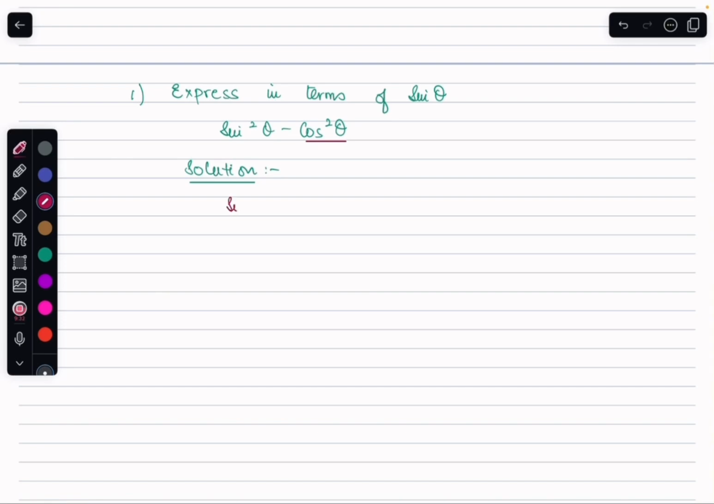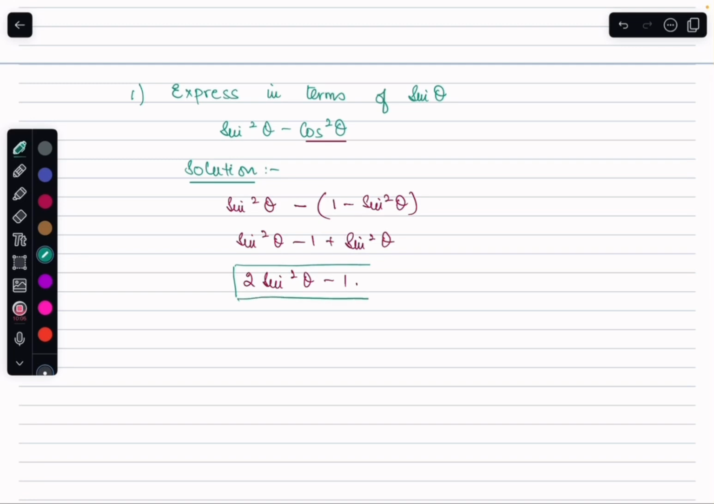That means here I can very easily say that this is sine square theta minus cos square theta, which can be written as 1 minus sine square theta. I can see that the entire equation is now in terms of sine theta. So it's sine square theta minus 1 plus sine square theta, and further I can say it is 2 sine square theta minus 1. So this is how I can express the expression in terms of one trigonometric value.